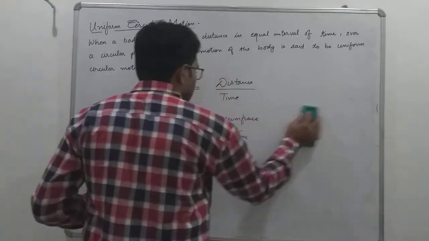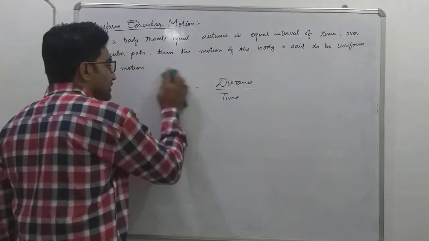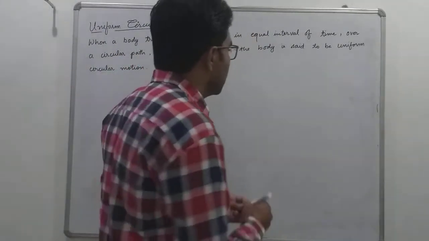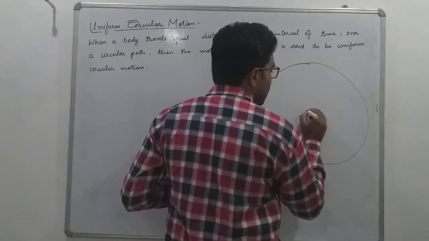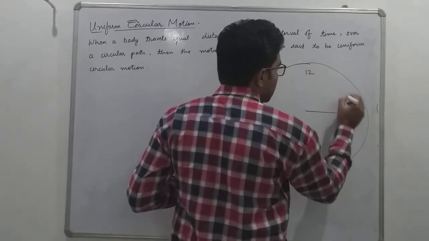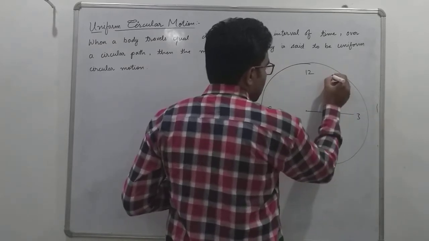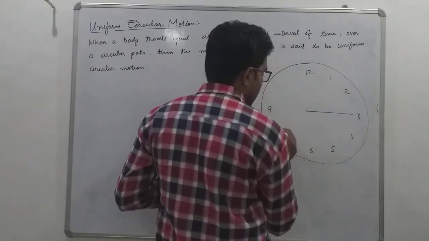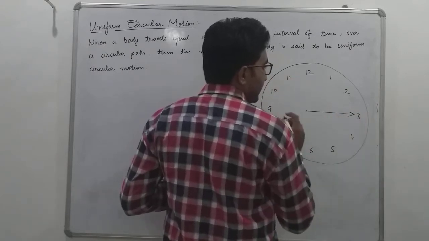Suppose we have to find the speed of the seconds hand of a clock. Okay, the seconds hand of a clock. Let's draw first a clock. Suppose this is our clock, and here we represent the 12, 3, 6, 9, 1, 2, 3, 4, 5, 7, 8, 10, 11, and it represents the seconds hand.